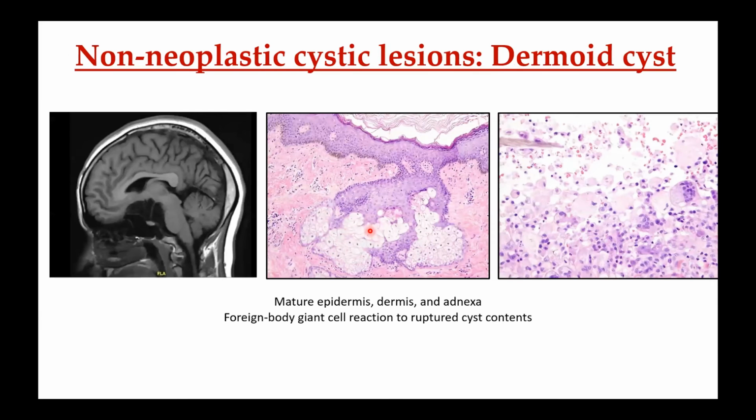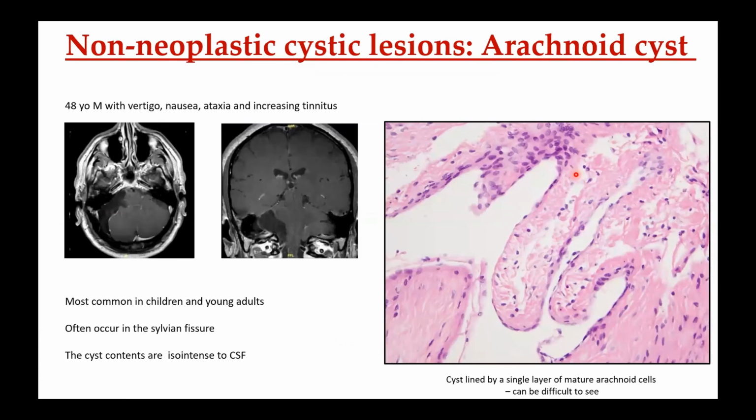And then the counterpart of these are dermoid cysts, which instead of occurring in this CPA angle, tend to occur more often in the midline. These have mature epidermis, but they also have adnexal structures, so sebaceous glands, and they also can rupture. And here you can see a little bit of a fragment of hair in this cyst structure.